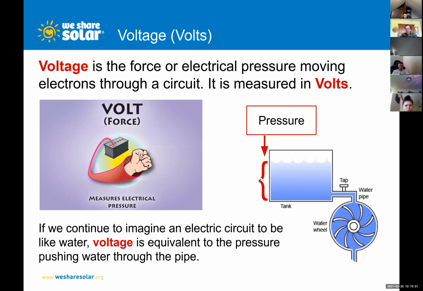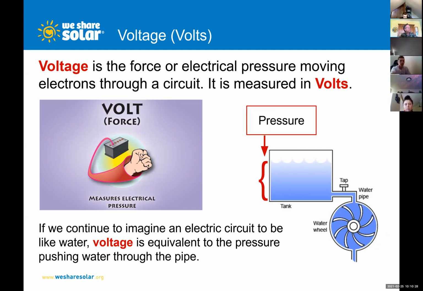Next, we're going to talk about voltage. Voltage is the pressure, the electrical pressure moving electrons through the circuit. They got a little picture of a fist, and then over in the image on the right, pressure would be caused by how much water is up in the tank pushing down on the exit pipe.